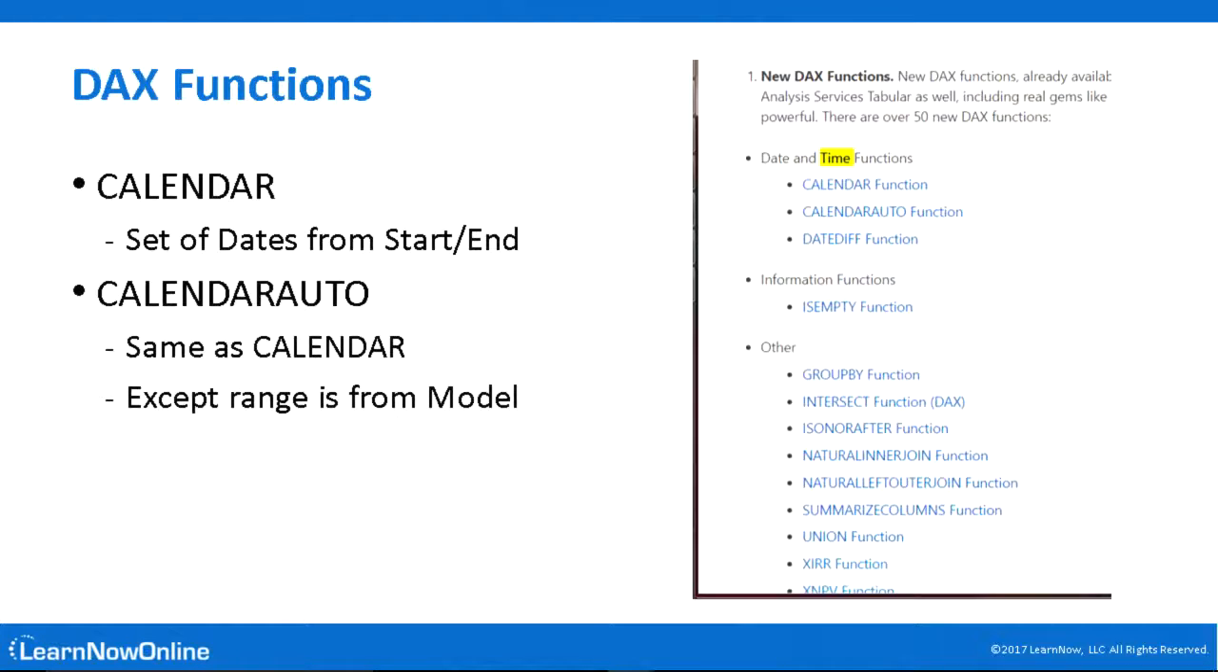There's also the CALENDARAUTO, which basically acts the same way as CALENDAR, but the range is based on an existing date dimension in the model with one of its attributes. So it can be dynamically based on a filter context based on the existing date dimension. Another one, a nice one to have, is DATEDIFF, which counts the number of X between two dates. So it could be days, seconds, minutes, hours, months, quarters, or years. That interval parameter is where you specify the X.